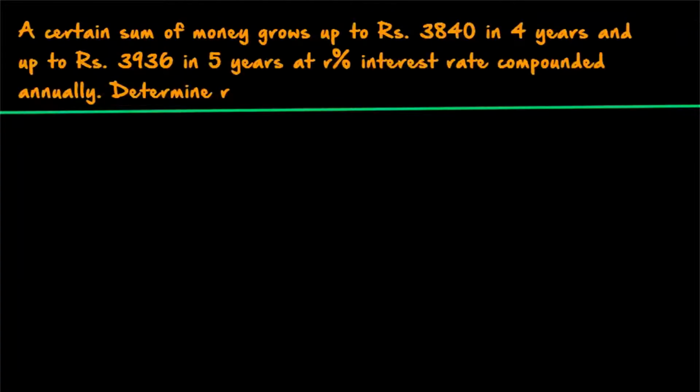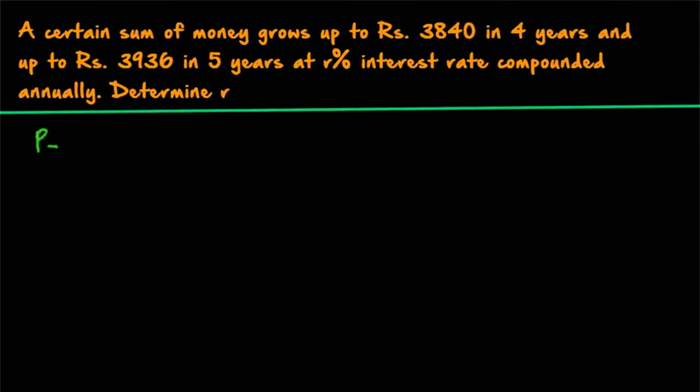Now second question: a certain sum of money grows up to rupees 3,840 in 4 years and up to rupees 3,936 in 5 years at R percentage interest rate compounded annually. Determine R. So what is the given question? The same as the previous question.